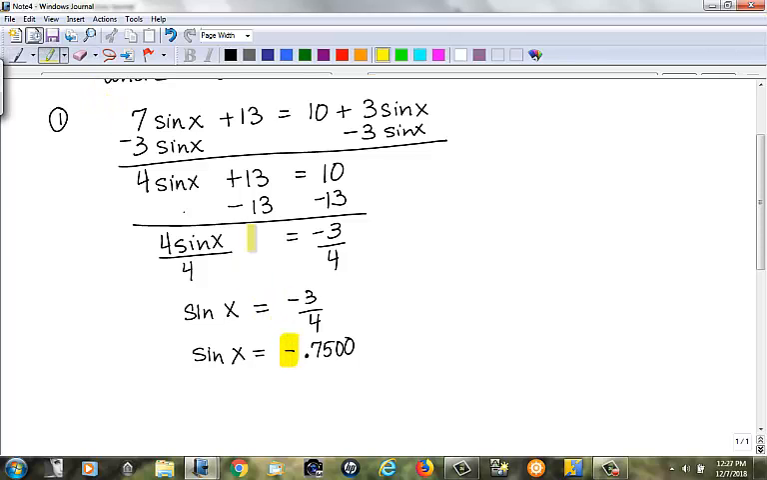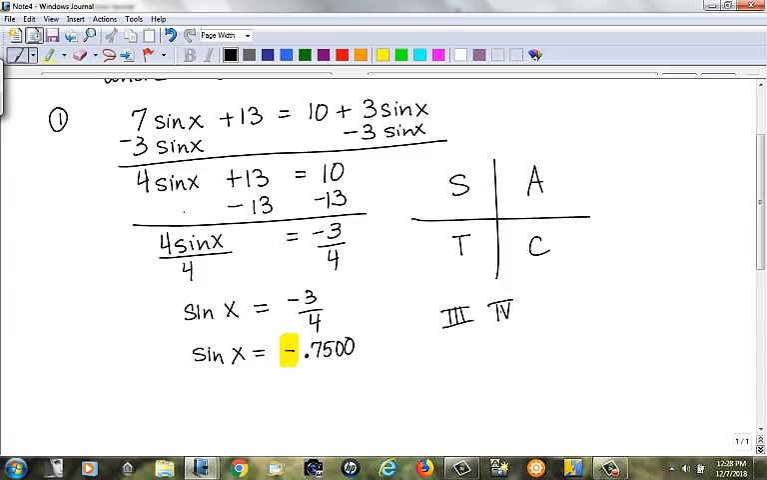Remember, this goes way back when we first started the calculator. Sine is negative in what quadrants? Remember A Smart Trig class? Yes, negative in 3 and 4. So our answers have to be in quadrant 3 and quadrant 4. Remember, this says all functions are positive in quadrant 1. Sine and its reciprocals positive in quadrant 2. Tangent's positive in quadrant 3, and cotangent. Cosine's positive in quadrant 4. So we know our answers.